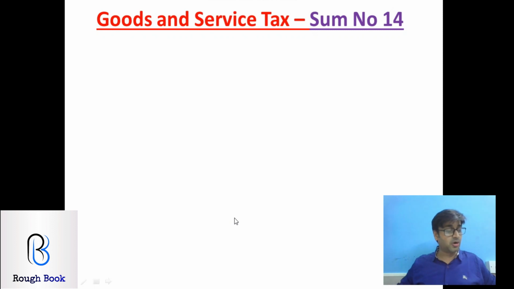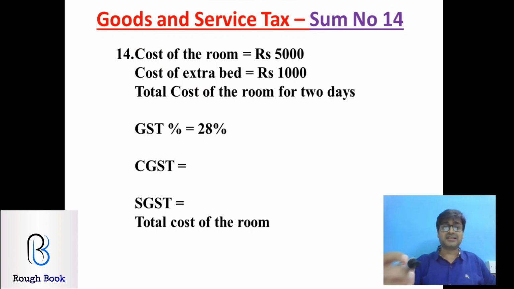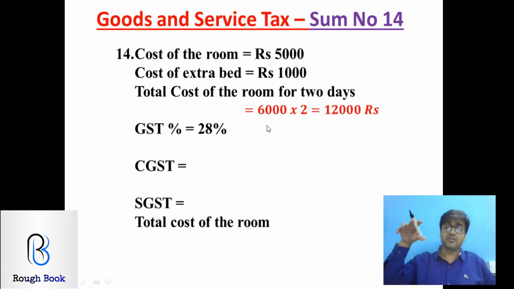He took a room in a hotel for 2 days. Remember, 2 days. Each day 5,000. His friend joined, and the cost for extra bed is another 1,000. So total cost 6,000 is the total cost for one day. So for 2 days it has to be 12,000. Common sense, yeah. GST is 28%, and hotel is in one place only.